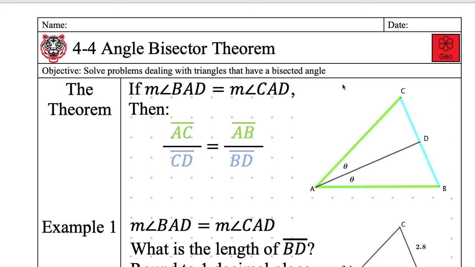All right, so we are in geometry. Today's date is Monday, January 13th, 2020. Make sure your name and date are on your notes. We're talking about the angle bisector theorem today.